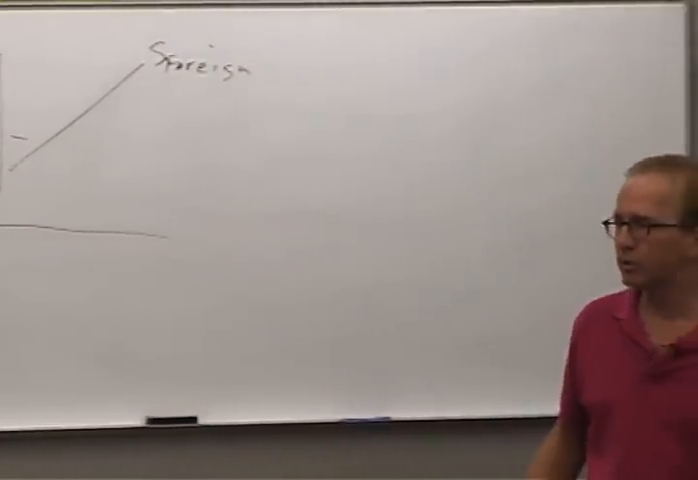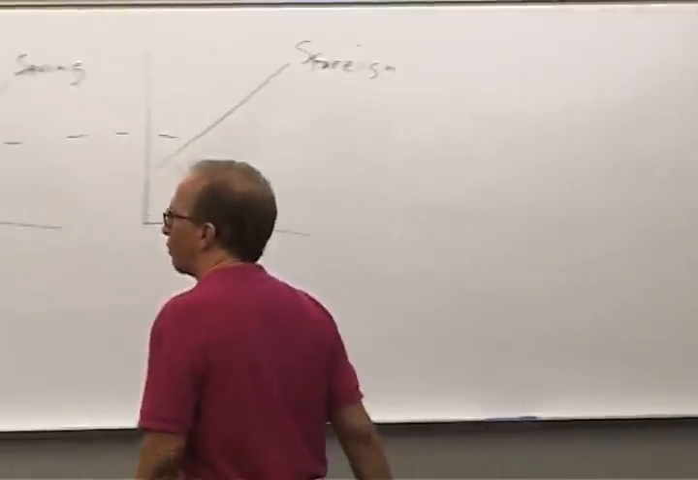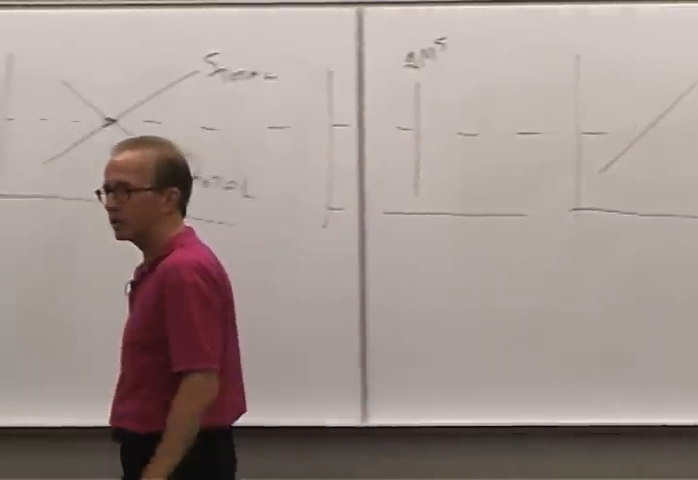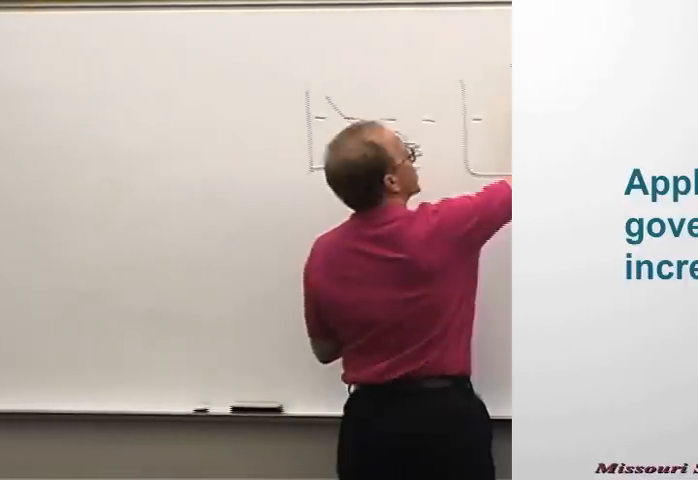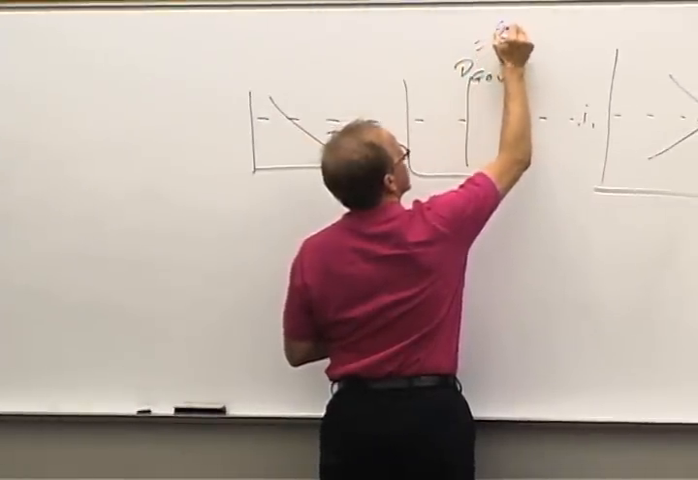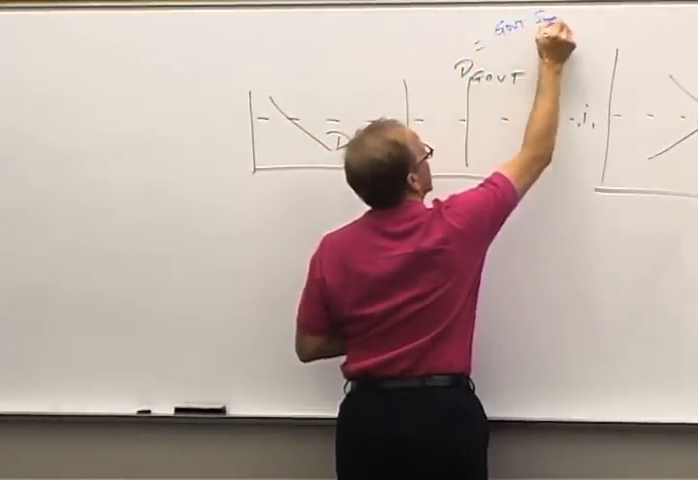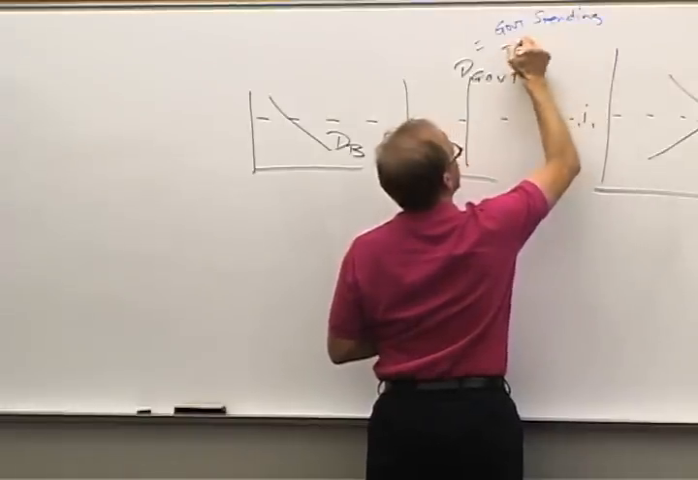Now, what we'll do, and I briefly ran through it last time, what we'll do is say, what if, okay, and the first one is, what if the government deficit increases? What would cause that to happen, first of all? Well, the deficit is equal to government spending minus tax collections.